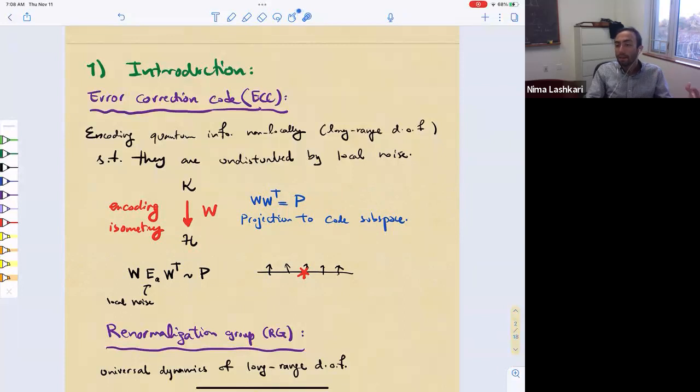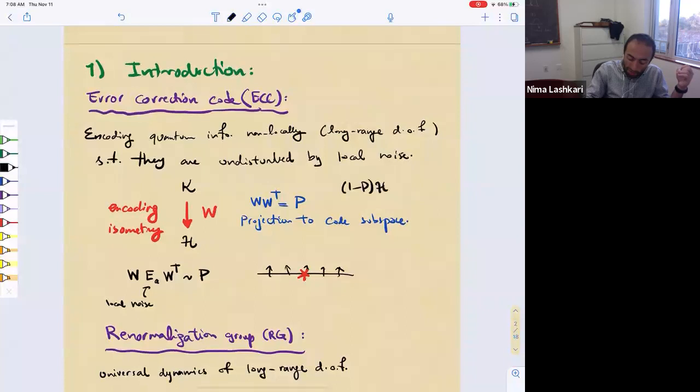Clearly, anything that does not act on this code subspace could be interpreted as an error that cannot corrupt your encoding, right? So if some operator acts from 1 minus P in H and sends states to 1 minus P, your encoding is immune from such perturbations, with respect to such perturbations. So these could be understood as noise.